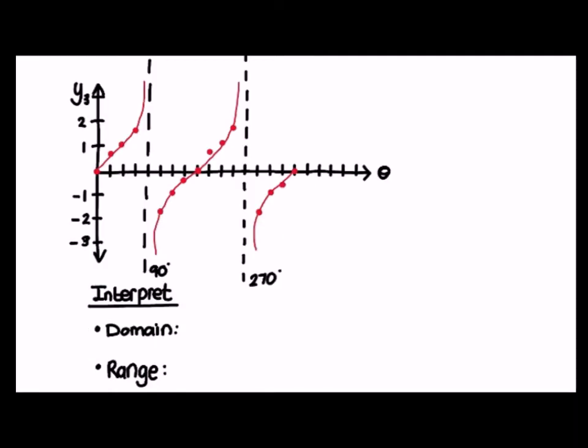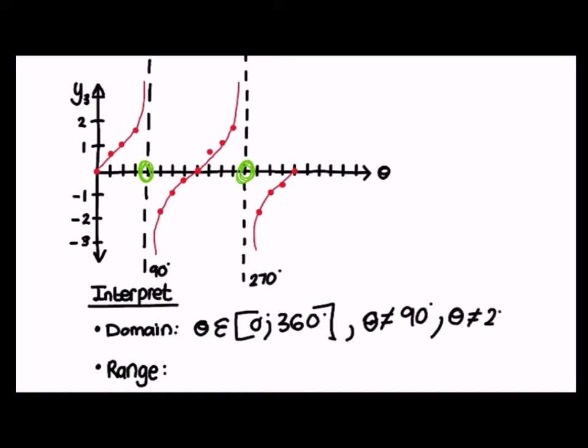Okay, so step 2, as always, we use the graph to interpret. So the domain of this graph, we saw in the question theta was between 0 and 360. So usually we would say that's our domain. So again, we say theta is an element of 0 to 360. But there is a slight catch here, because as you can see, we can't really have values of theta at 90 because it's undefined there, and we can't have values of theta when it's 270, also again undefined. So we add a slight little addition onto our domain, and we say theta is not equal to 90 and theta is not equal to 270 degrees.